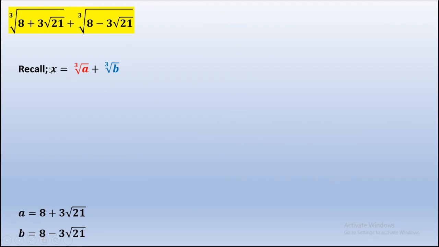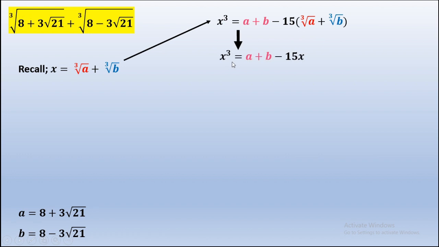Now we recall from the previous slides that x is equal to cube root of a plus cube root of b was assumed earlier. So that value can be implied in this equation that we got in the previous slide. If we put here this cube root of a plus cube root of b, this value is x, so we will put the value of x over here. So we get x cube is equal to a plus b minus 15x.